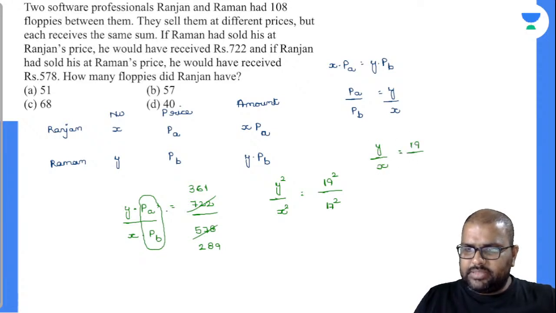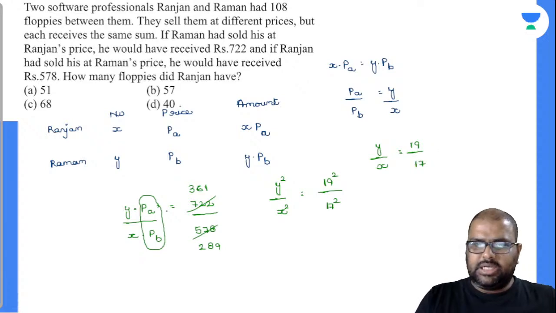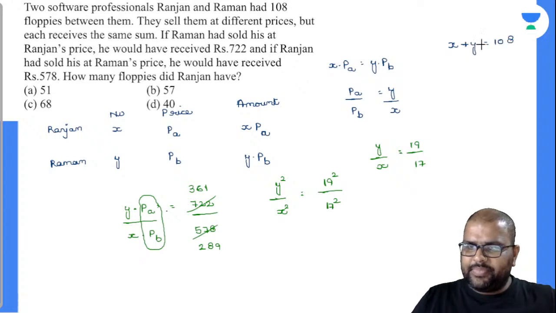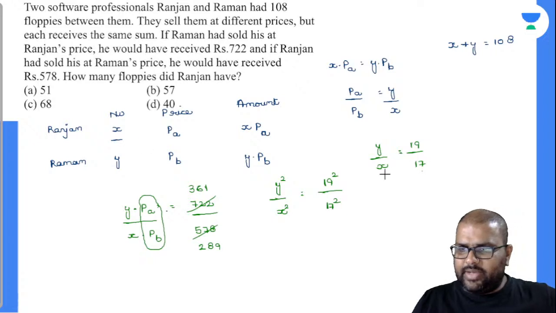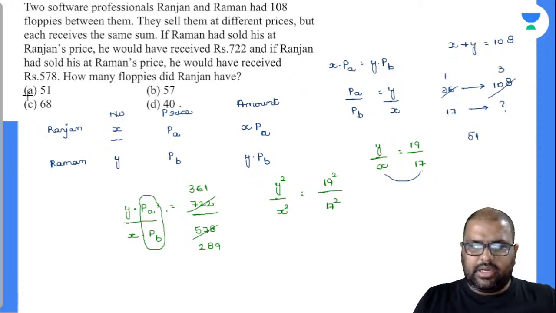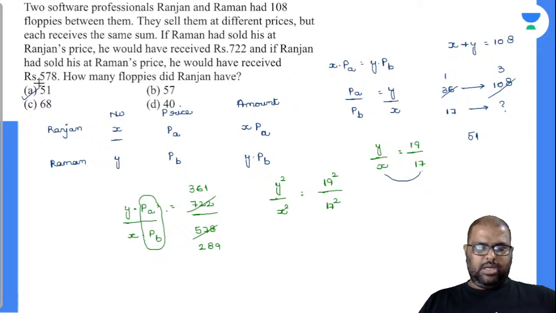Now what is the question asked? How many floppies did Ranjan have, it seems? Everybody knows X plus Y value is equal to 108. Now you are asked to find out how many Ranjan had. Ranjan's X value is the question asked. X value is 17. Total 19 plus 17 is how much? 36 parts. 36 parts value is equal to 108. And now you are asked to find out how much? 17 parts value. What will be the answer there? 36 ones are, 36 threes are 108, and it is 51 floppies there. And your option number A. Exactly true.